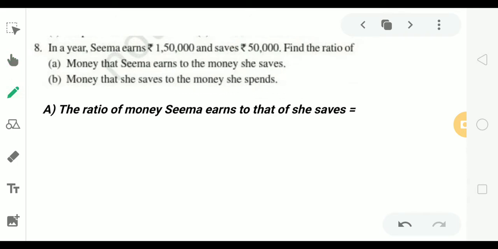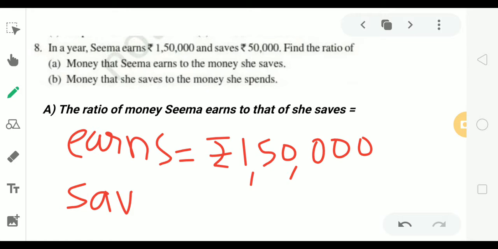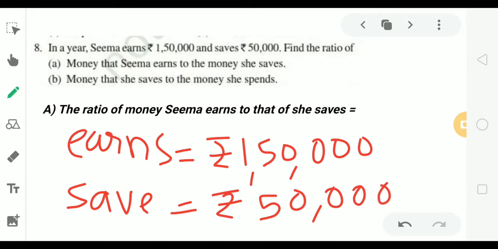So how much money she earns? The money Seema earns is given as rupees 1,50,000. So earning amount is 1,50,000, and we have to find the money she saves. So saving amount is rupees 50,000. Now we have to take the ratio of money Seema earns, earning money, to the saving amount.